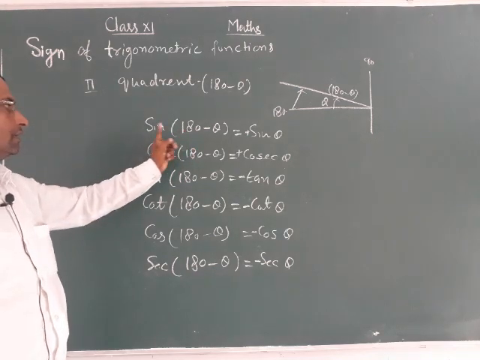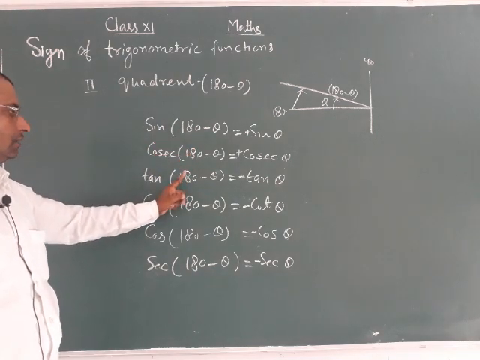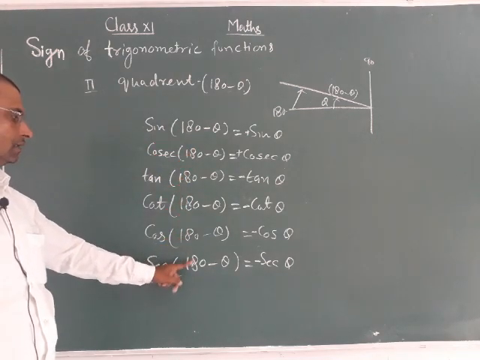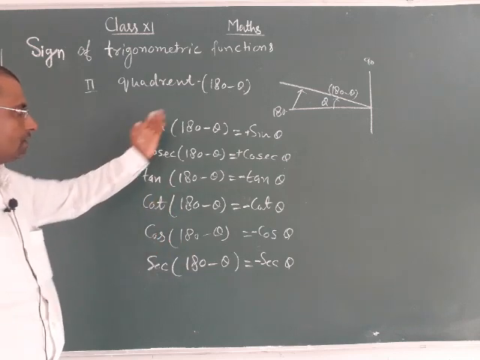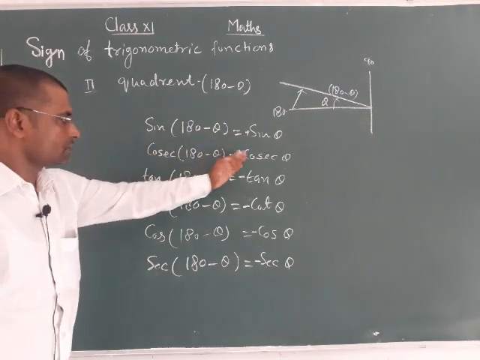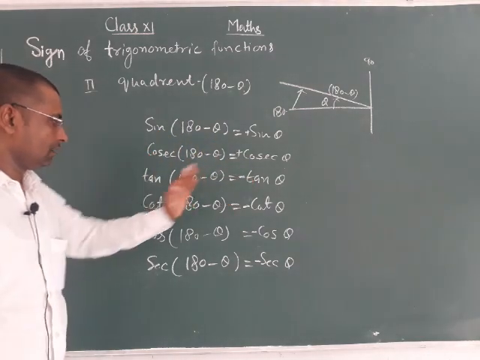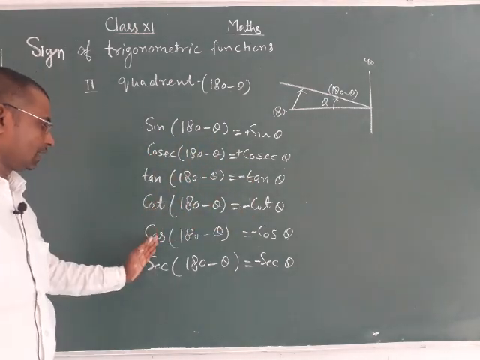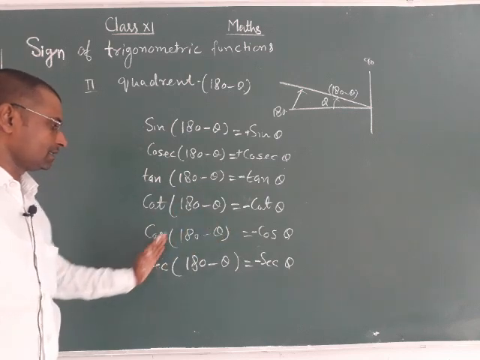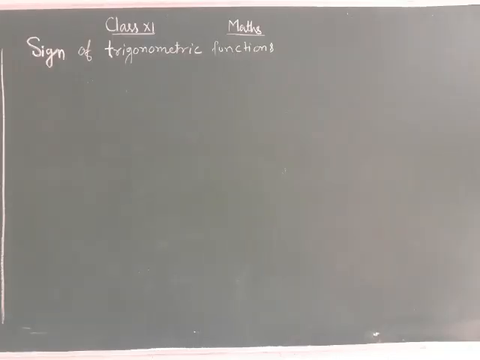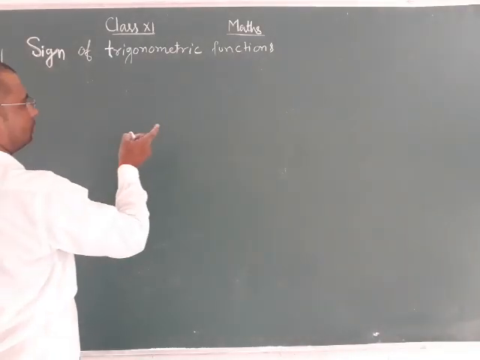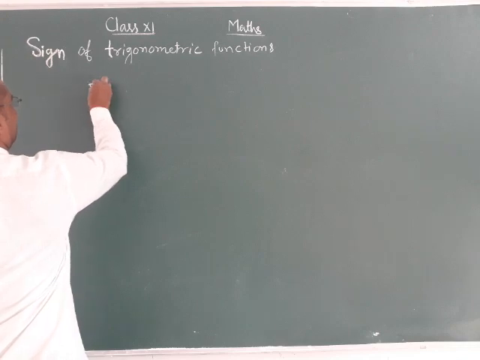With 180 there is no change in the ratios: sine, cosec, tan, cot, cos and sec. Third quadrant.